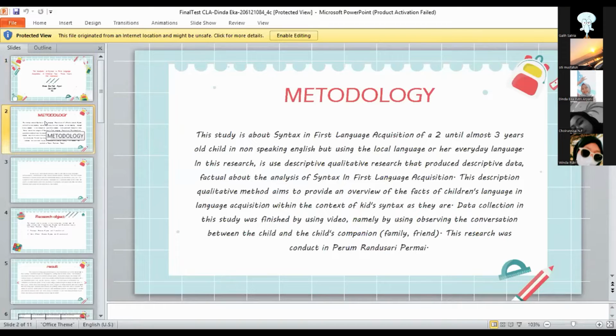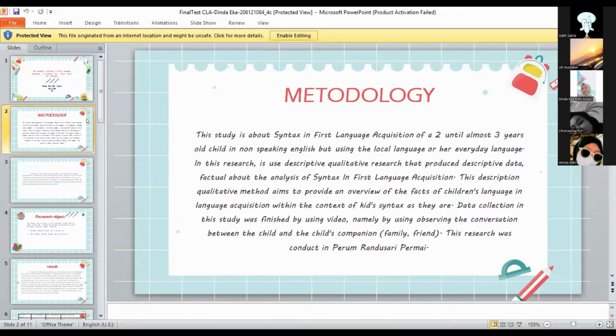And first, material and methodology. This study is about syntax in first language acquisition of a 2 until almost 3 years old child, non-English speaking, using the local language or her everyday language. In this research, descriptive qualitative research is used that produces descriptive data, factual about the analysis of syntax in first language acquisition. This descriptive qualitative method aims to provide an overview of the facts of children's language in language acquisition within the context of kids' syntax as they are.